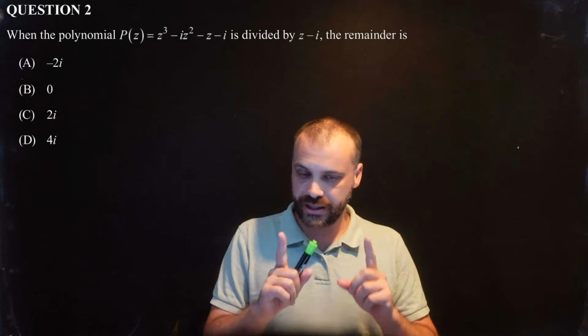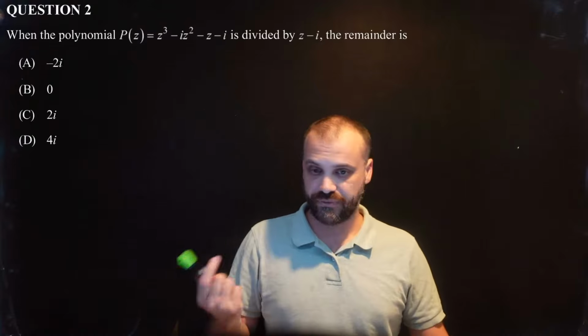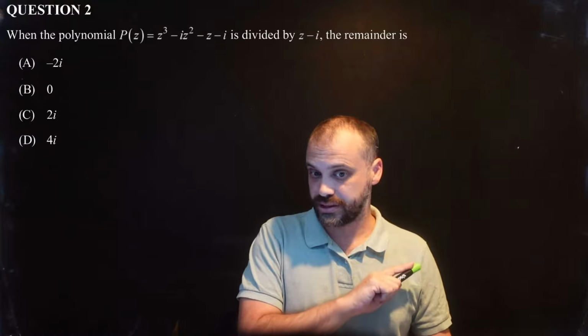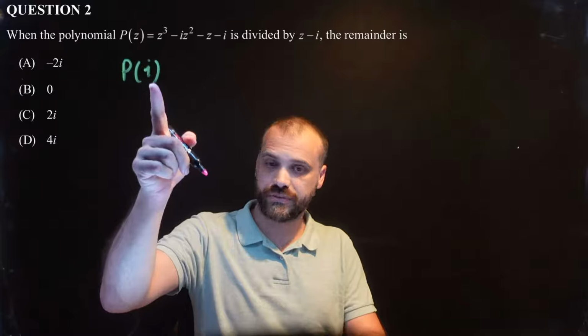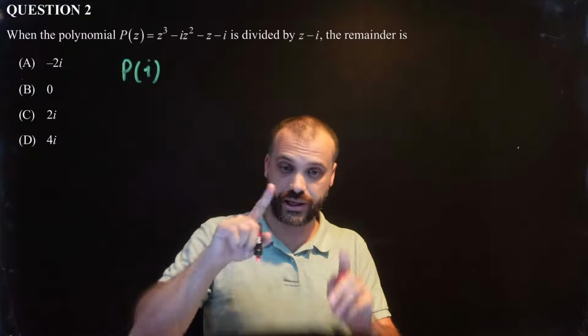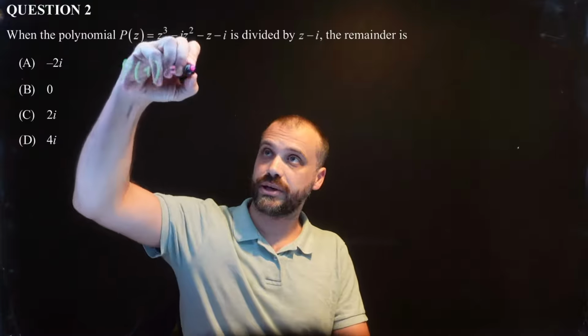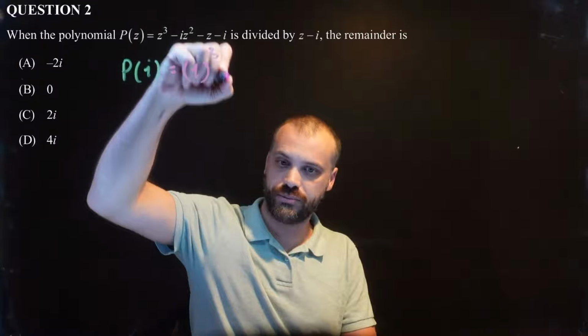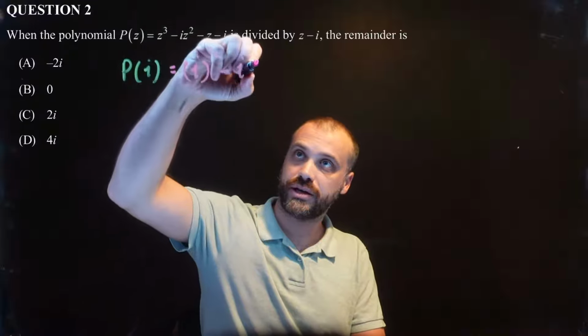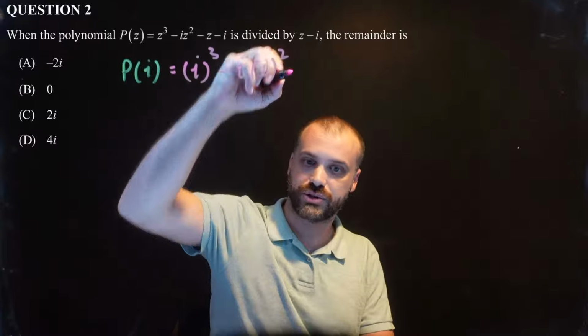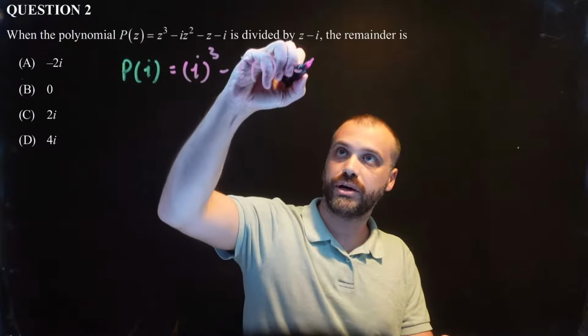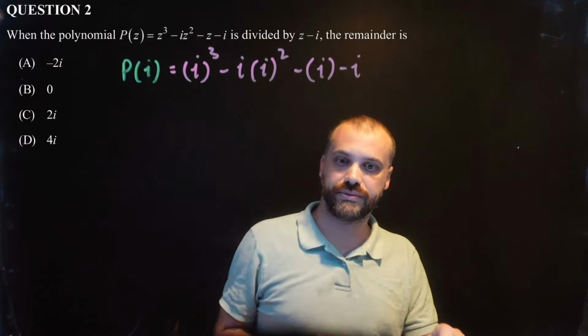Now, the remainder theorem says that if we sub in i, not negative i, but i, and we figure out what that is, that's what the remainder is going to be. So I'm subbing in positive i for z. All right, what am I going to get? i cubed minus i squared minus i minus i.